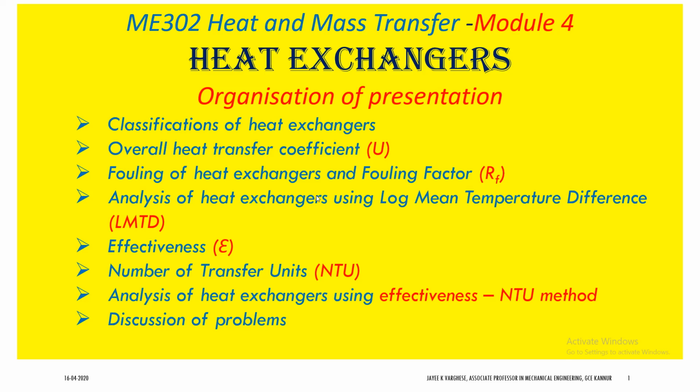Then fouling of heat exchangers. This is a phenomenon, and also the calculation of the fouling factor. The fouling factor is nothing but the additional resistance incurred due to the fouling. Then we will have analysis of heat exchangers using log mean temperature difference. So we'll understand the meaning of log mean temperature difference, and we'll derive it for the four different types of heat exchangers and try to understand how to use this LMTD for the analysis.